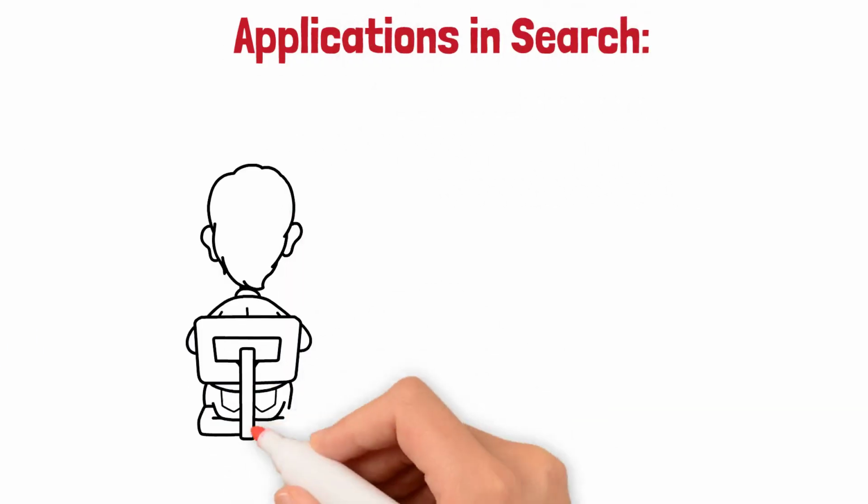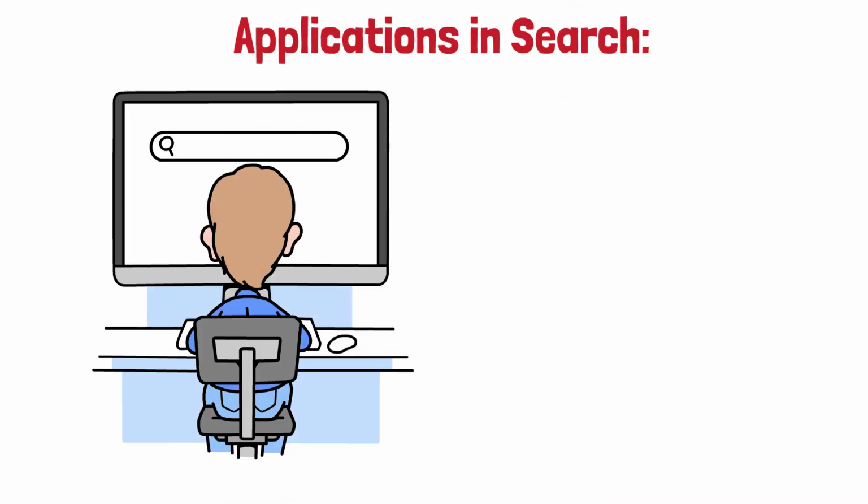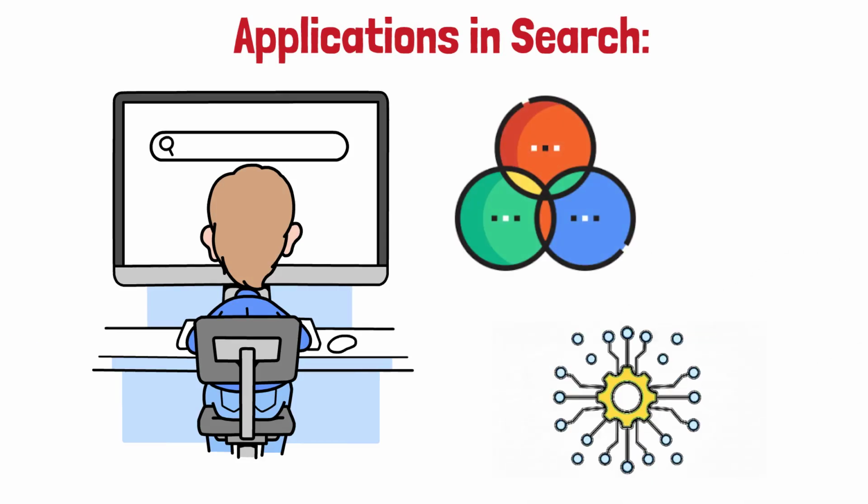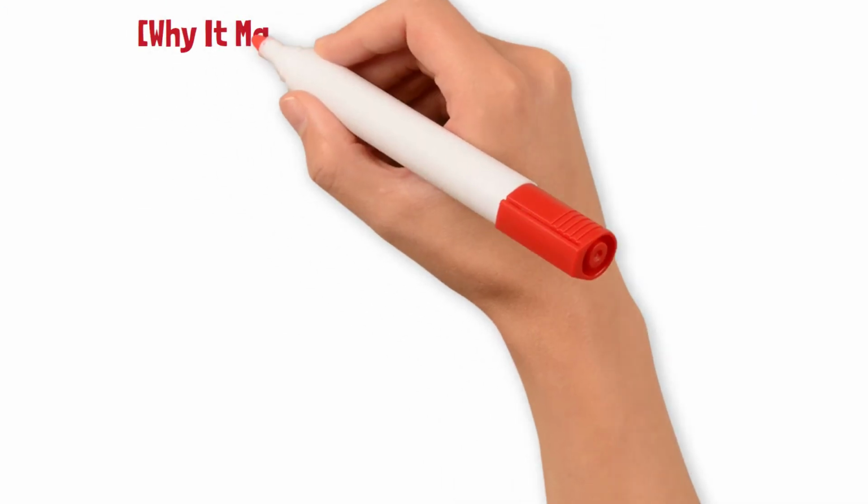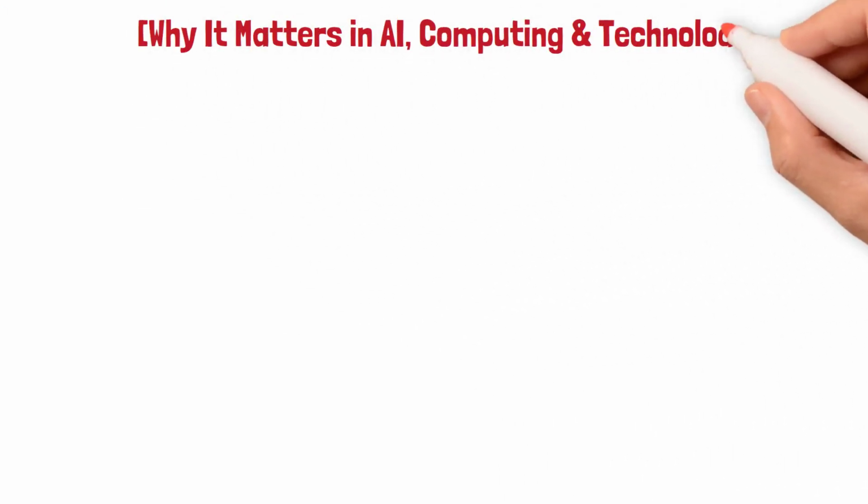Applications in search. From Google search engines to database queries, combinatorics is behind the algorithms that filter through enormous possibilities to find the best answer quickly.